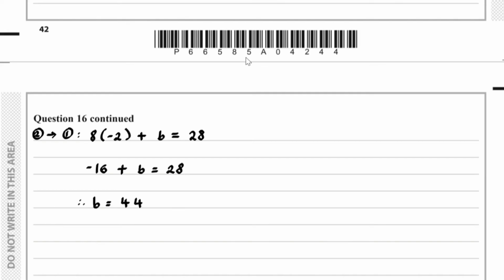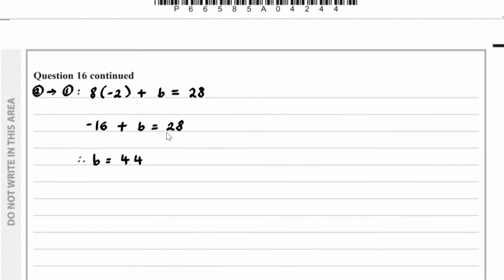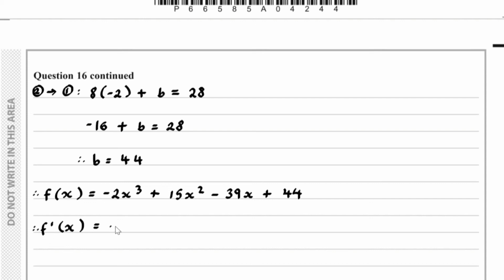And knowing that a is equal to minus 2 and b is equal to 44, we can therefore conclude f of x is equal to minus 2x cubed plus 15x squared minus 39x plus 44. We can also conclude f dash of x is equal to minus 6x squared plus 30x minus 39.